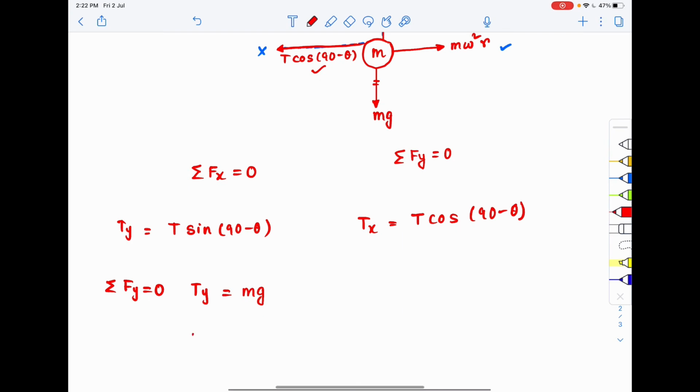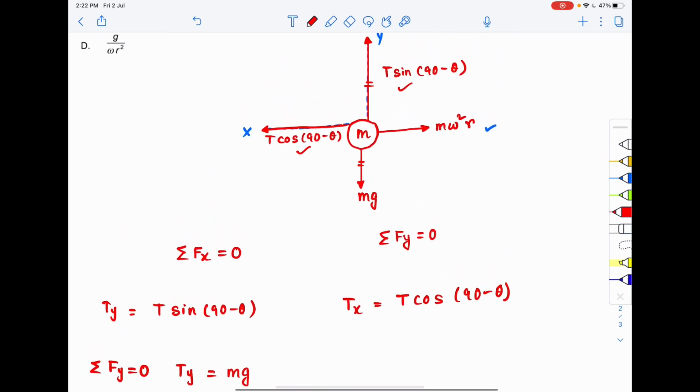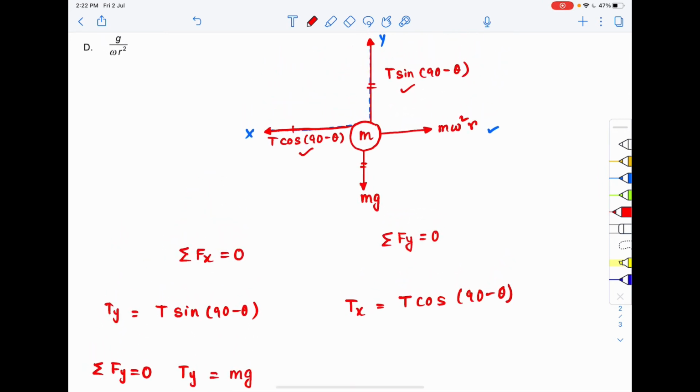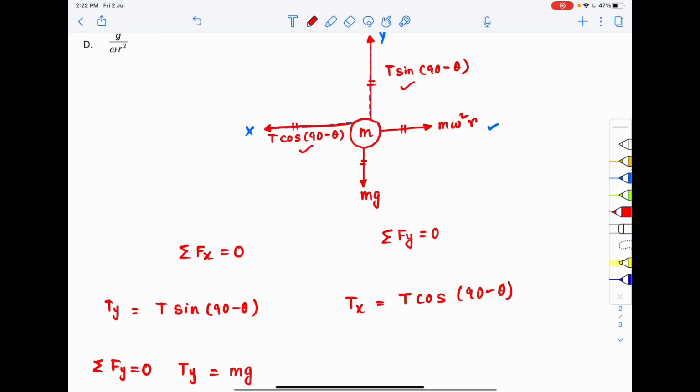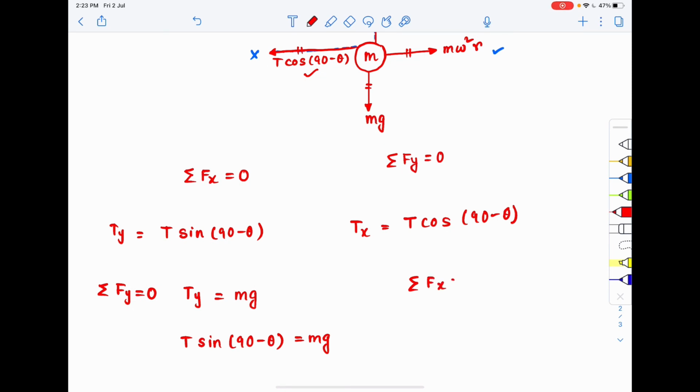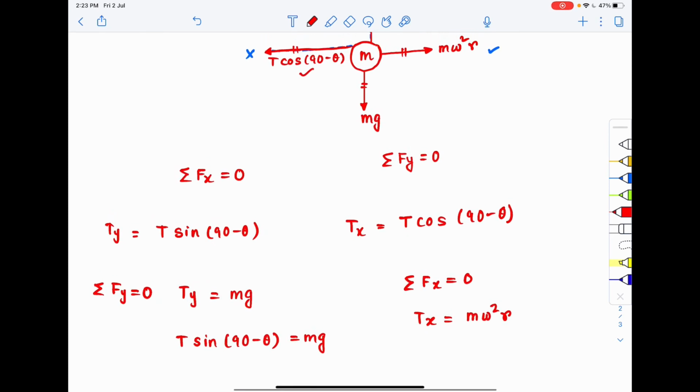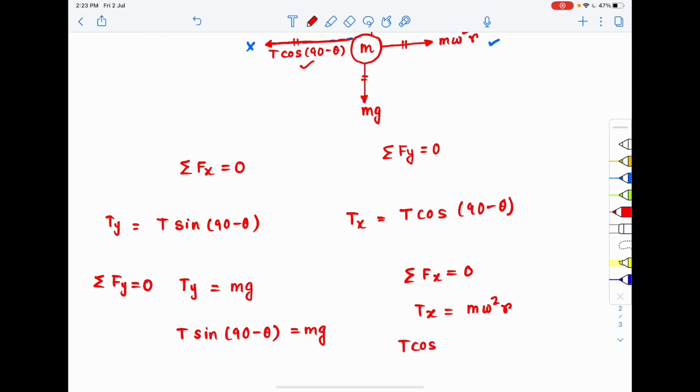So I can write that T sine 90 minus theta should be equal to mg. And the component of T along the x axis should balance out the centrifugal force, which is equal to m omega square r. So the net force along x axis should also be 0. So T cos 90 minus theta should be equal to m omega square r.